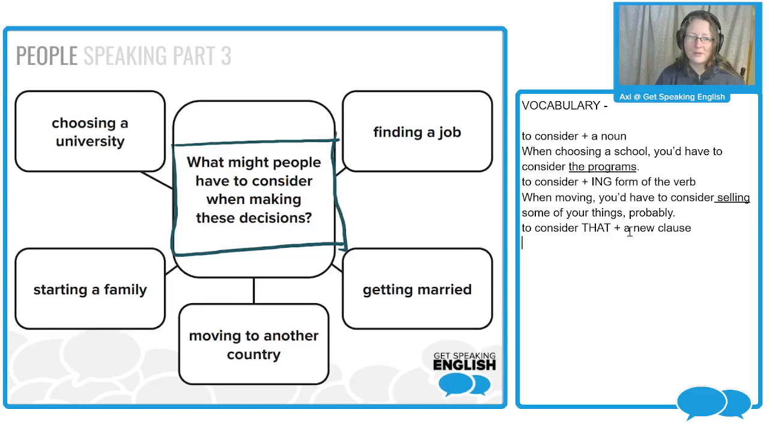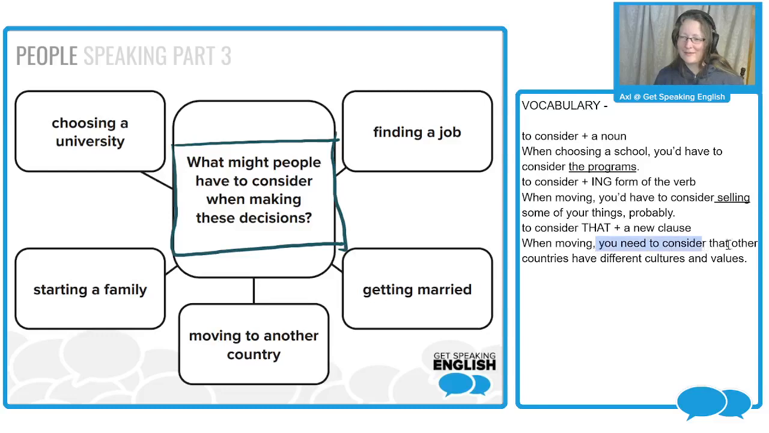So for example, when moving, you need to consider that, I don't know, other countries have different cultures and values, maybe. So here you can say we need to consider that, and then a new clause, right? Other countries, subject, verb, rest of the phrase, right? Okay, perfect. All right.